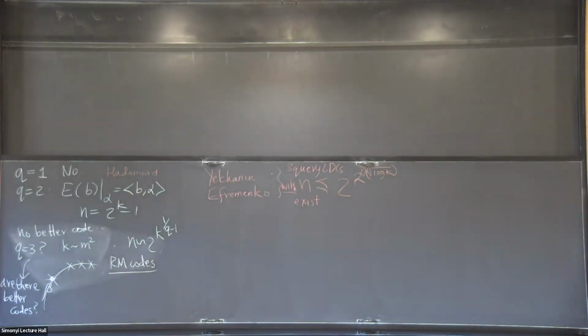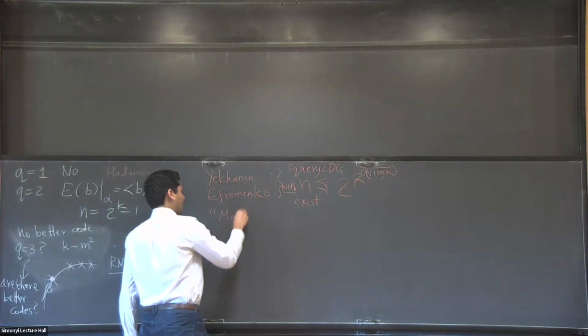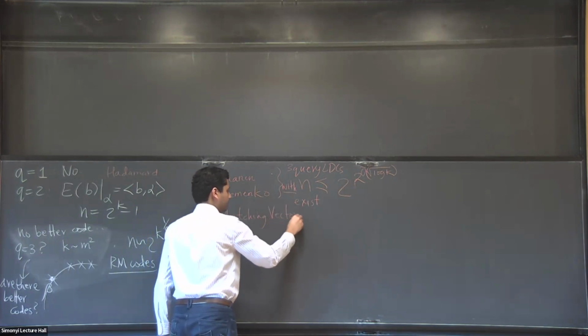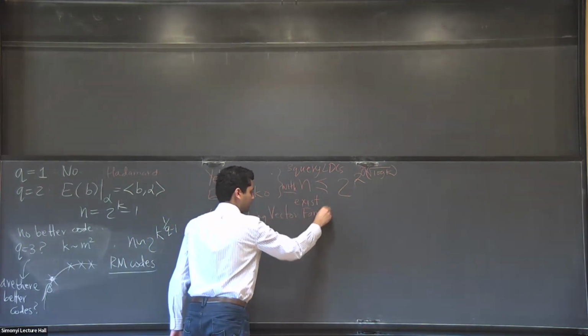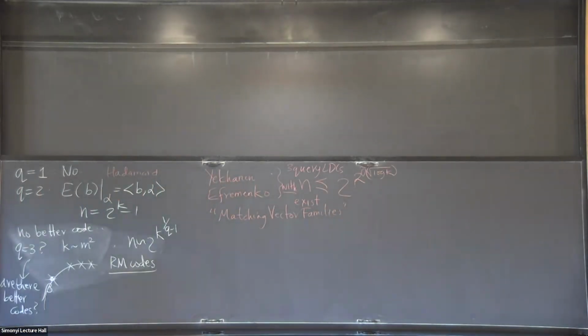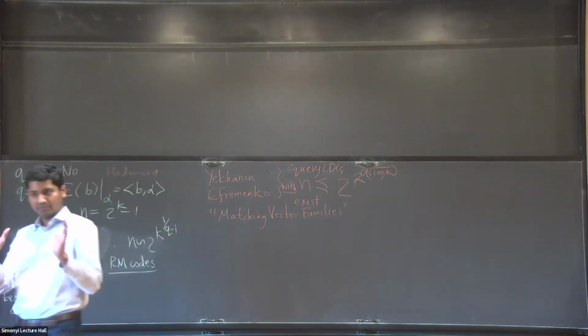In fact, these are also linear codes. Everything I'm going to talk about are linear codes. And it's based on a very cool idea of matching vector families. I'm not going to describe them for you, but I'm going to write it down so that you can search if you haven't seen them before. Using these matching vector families, they were able to construct these codes and argue that you can at least correct the first k bits.